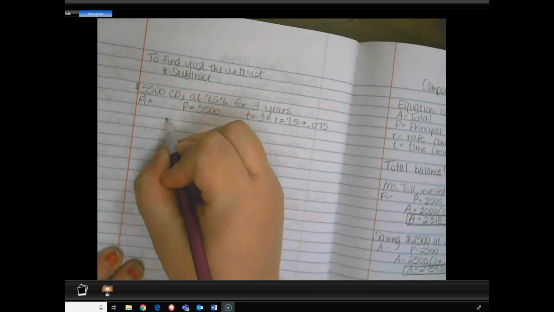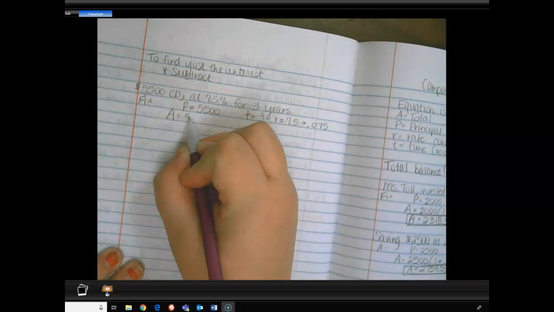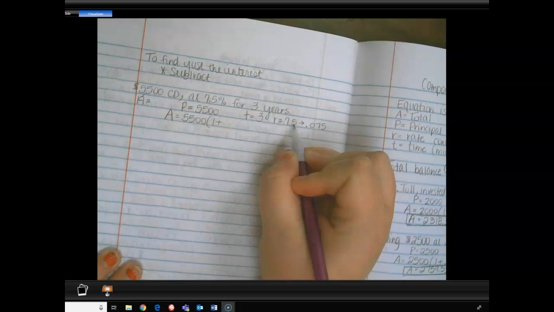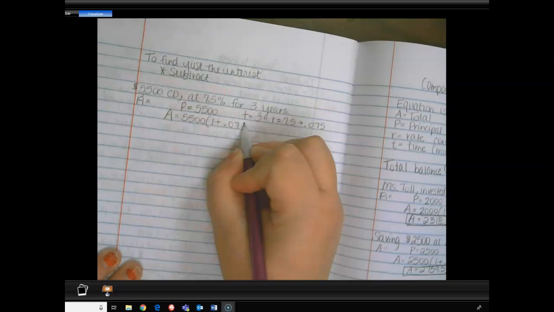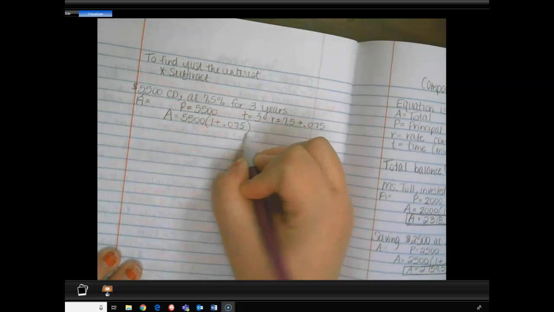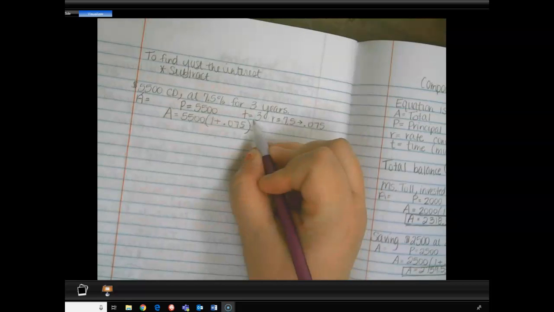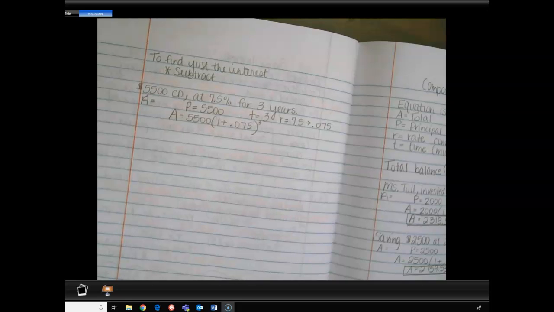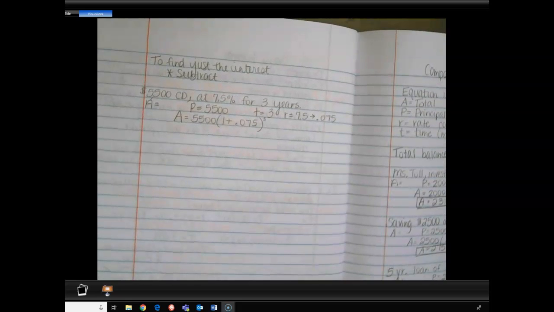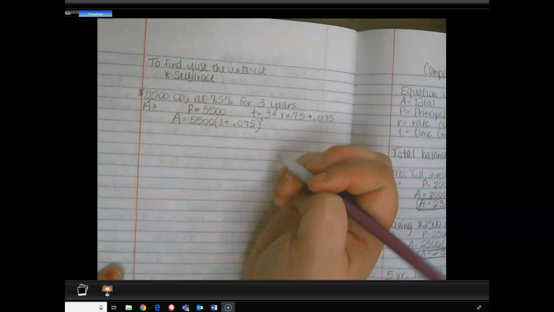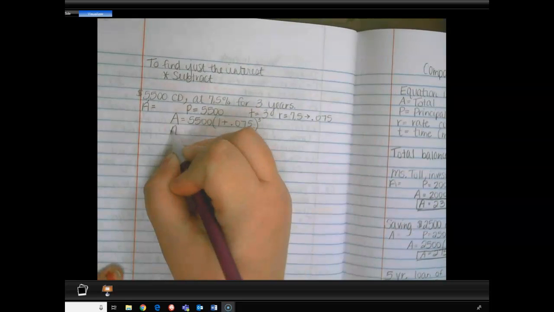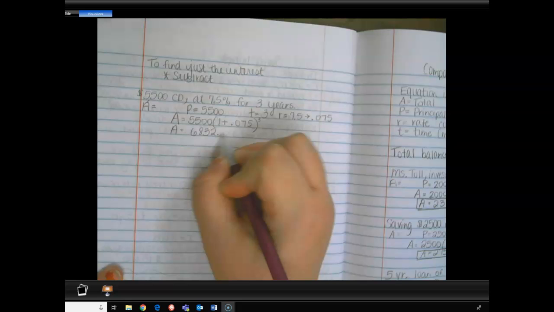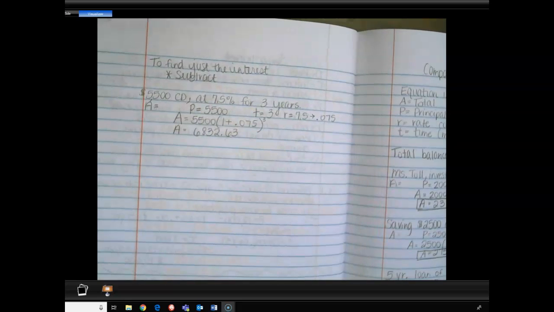So I go to my formula. A equals P, parentheses 1 plus my R, 0.075, and it's going to be to the third power, because it's to the T. So when I plug that into my calculator, I'm going to get that my total is $6,832.63. But I want to know just how much the interest is.